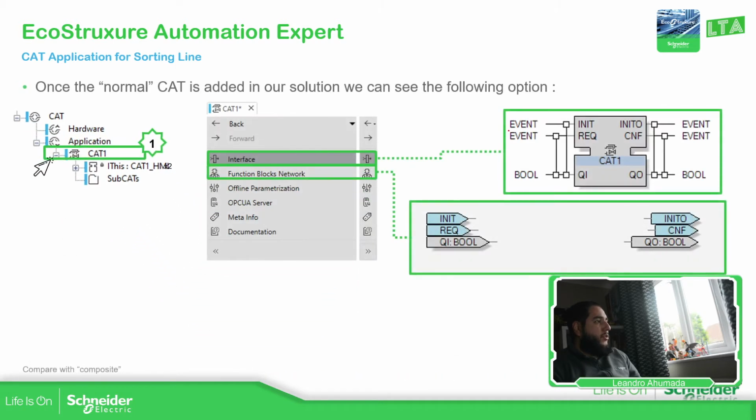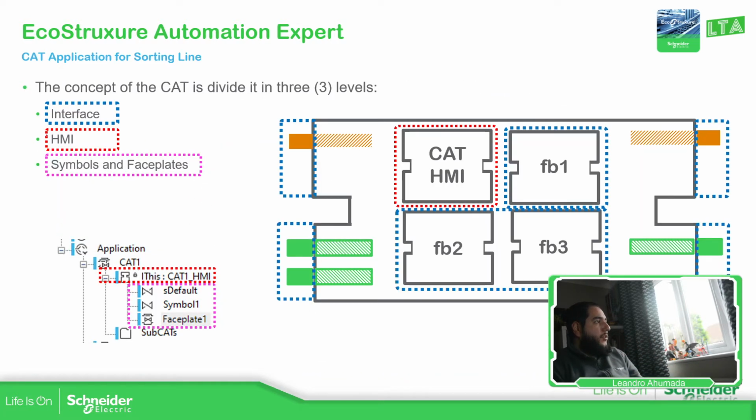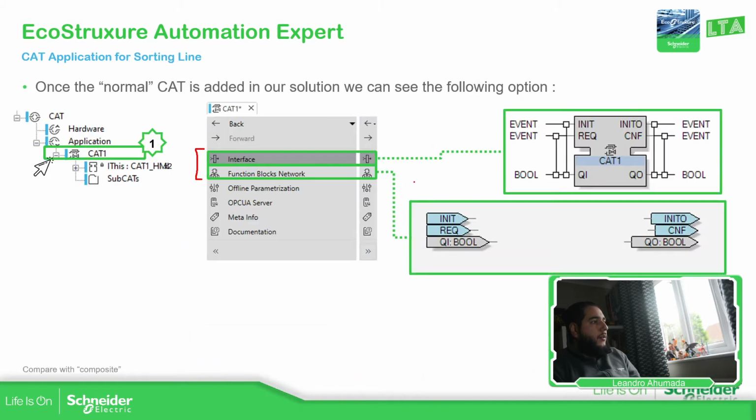Now, if we pay attention, we have the interface part, which is the interface with the inputs and outputs for event and data, and also the function blocks. This part over here is what they separate into the three different levels: interface, HMI. But in this particular case, for the interface level, it seems to be these two, and the other two are going to be linked over here to the HMI that we're going to see. So far these two parts are exactly the same as a normal composite, so we can create our logic, that is fine.